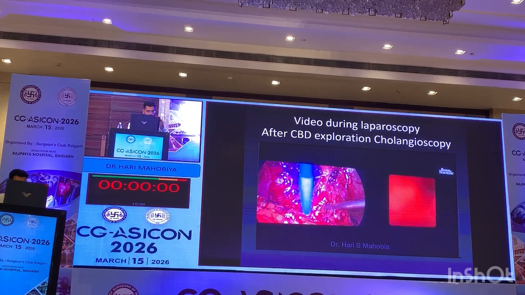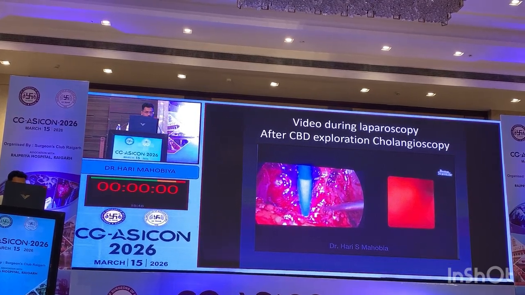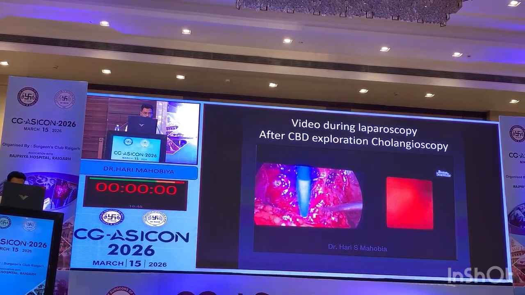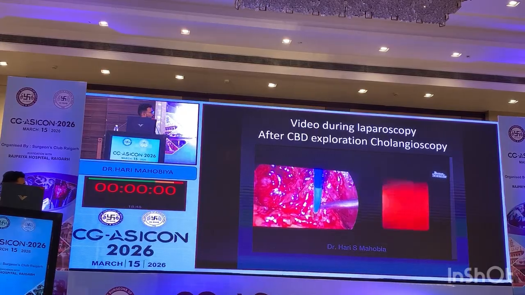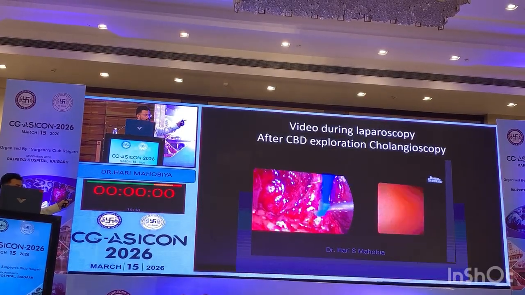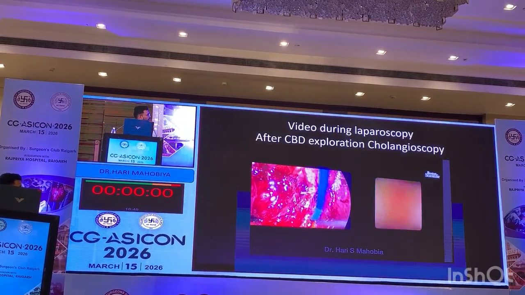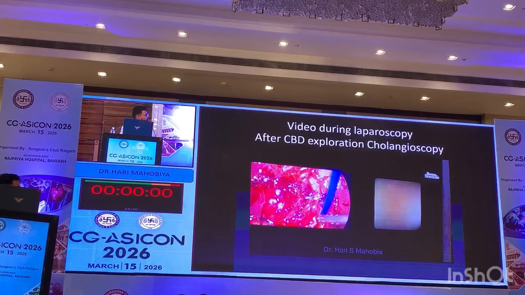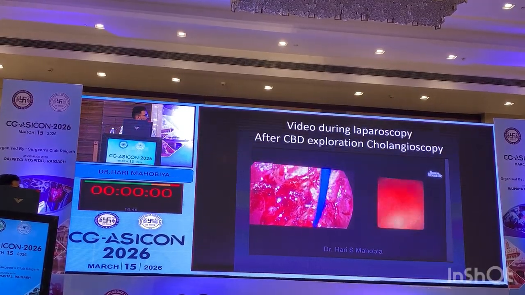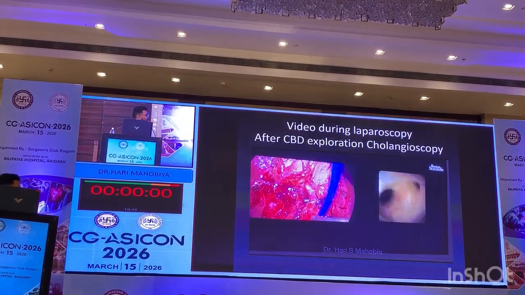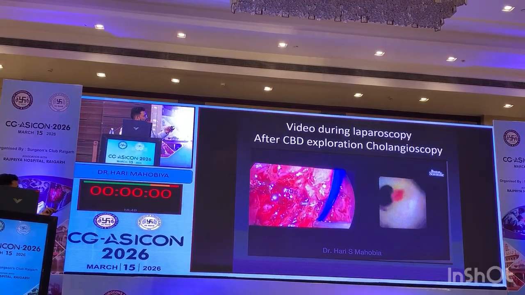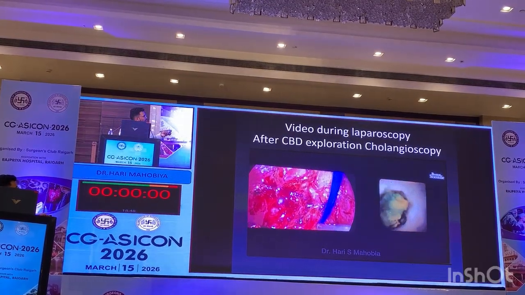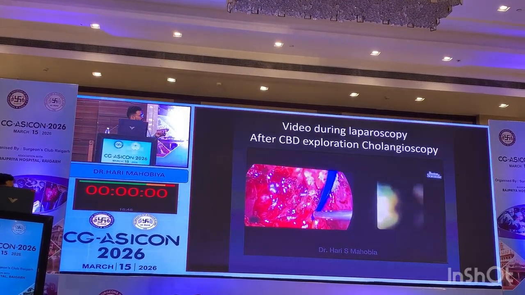So we are putting the choledochoscope through the opening in the common bile duct. This time we are going up towards the liver. This is the right and left hepatic duct. We can see over here, this is a large impacted stone over the right hepatic duct.